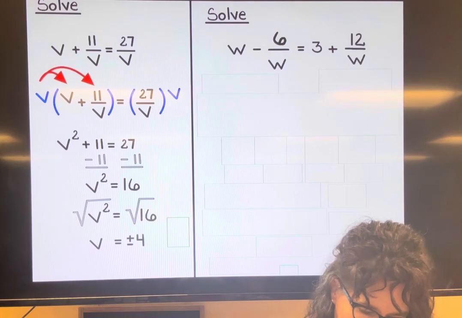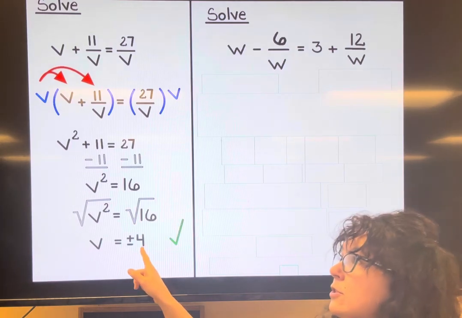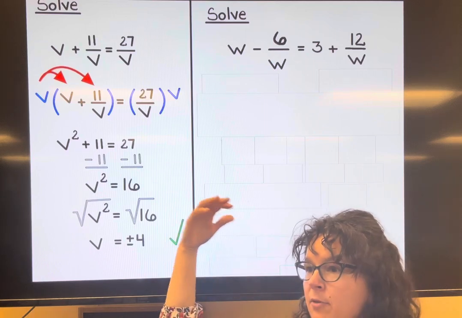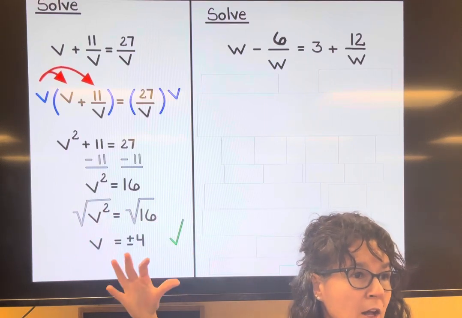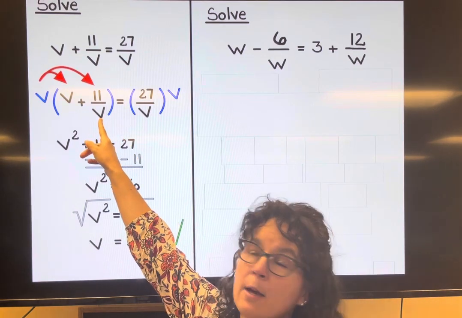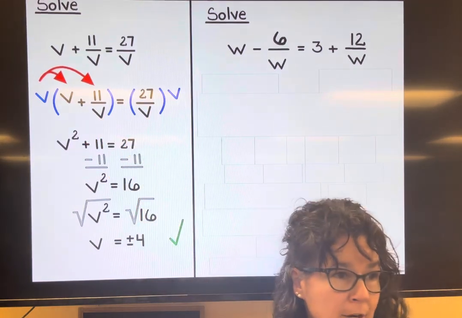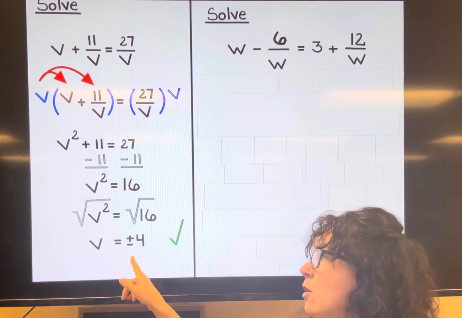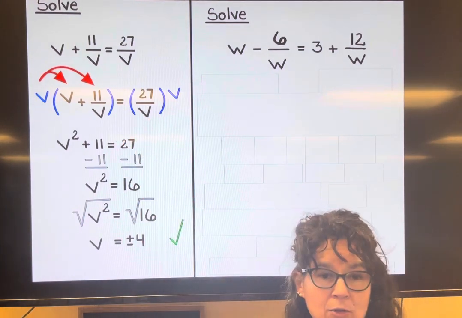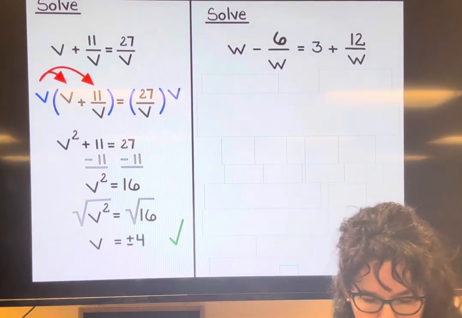I should check my answers. If I substitute 4 back in the original, you can simplify all the way, but really, again, all I'm worried about is dividing by 0. So if I put a 4 in the denominator here and a 4 in the denominator here, I'm not dividing by 0. Or if I put negative 4 in the denominators, I'm not dividing by 0. So I'm confident these are the right answers.